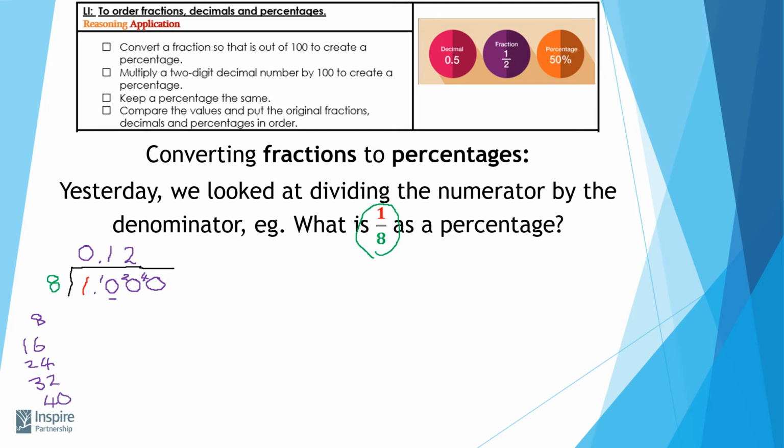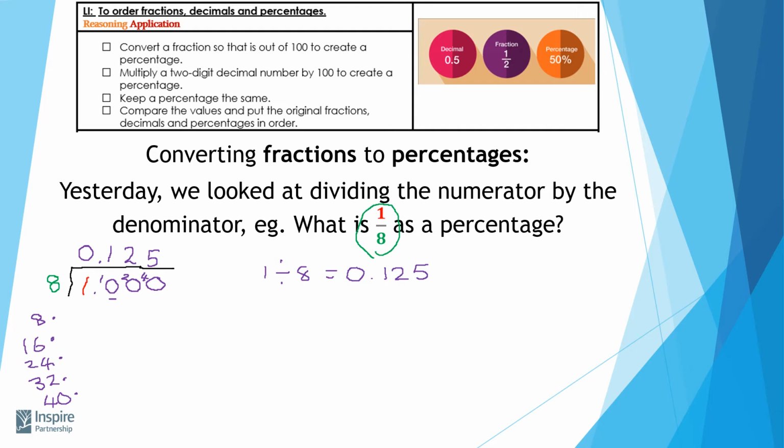Right, so I know that 8 goes into 40 five times. So I can write my answer up the top. So 1 divided by 8 equals 0.125. Now, I've got a decimal number, but I haven't got my percentage yet. So I need to do something else with this number.